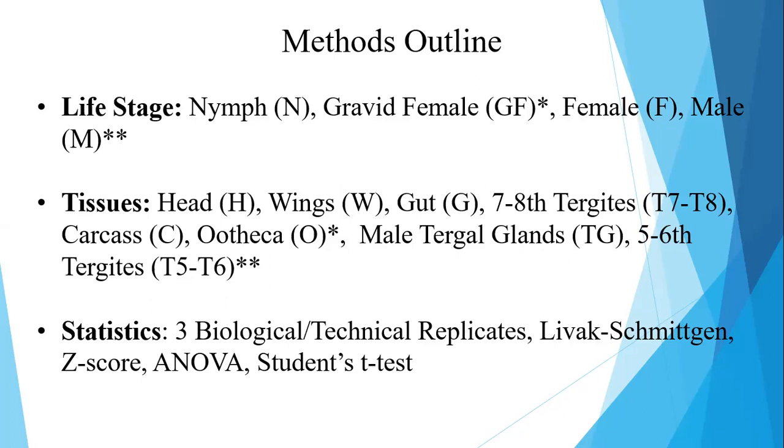And so we looked at these statistics. We did 3 biological replicates and also 3 technical replicates. We used the Livak-Schmittgen method of gene expression analysis. We used a z-score of the negative delta delta Ct values that were derived from Livak-Schmittgen. We also followed it up with ANOVA, analysis of variance, and Student's t-test.